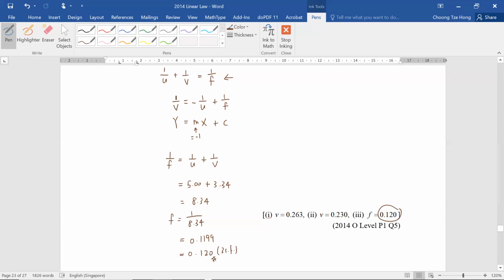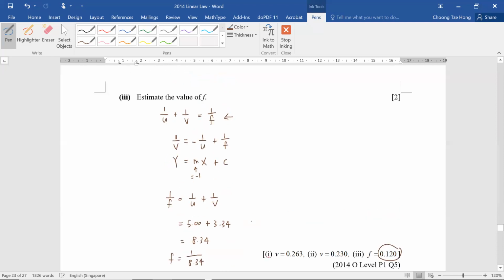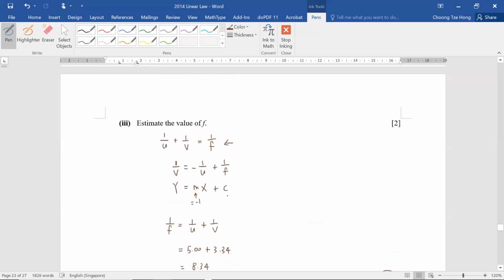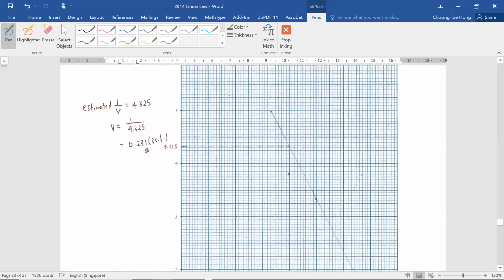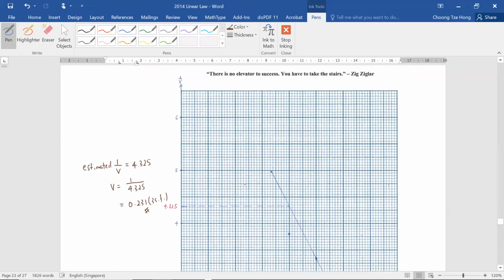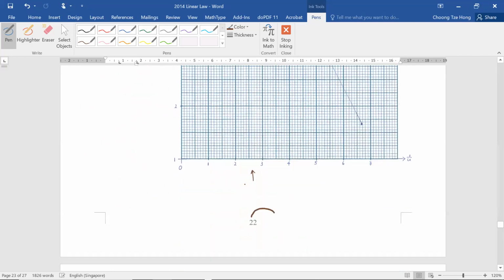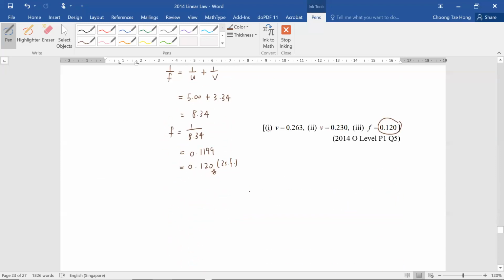So this is how you approach a question such as this. Typically there should be enough space for you to extend to the vertical axis to find c. But if in this case you really can't do it, because once you extend it, it goes out of the graph, then you can sub values from your table to find the values of the constant. That's why in this question they say estimate the value of f. They didn't say use your graph to estimate the value of f.